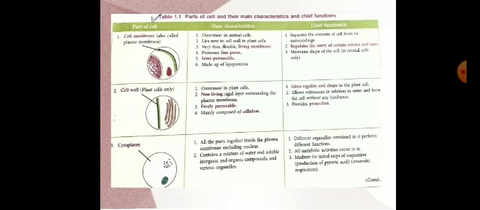It gives rigidity and shape to the cell. It allows substances in solution to enter or leave without any disturbance or hindrance. It provides protection.